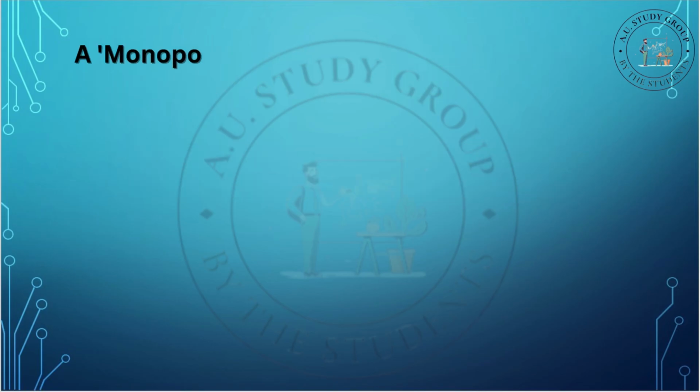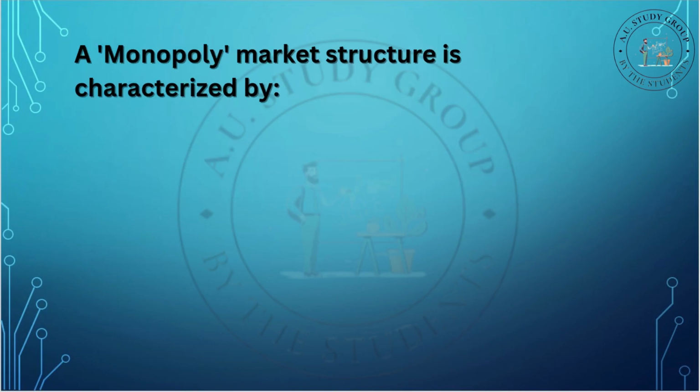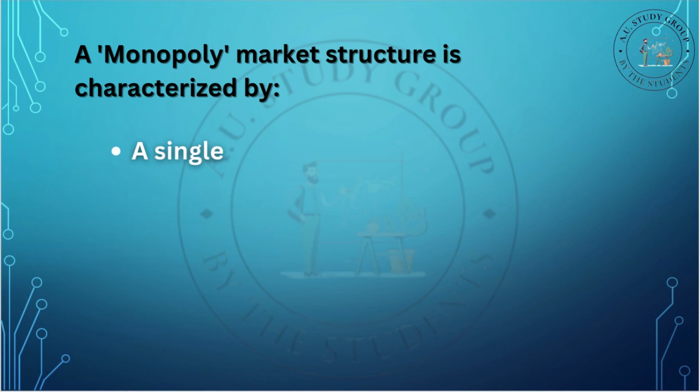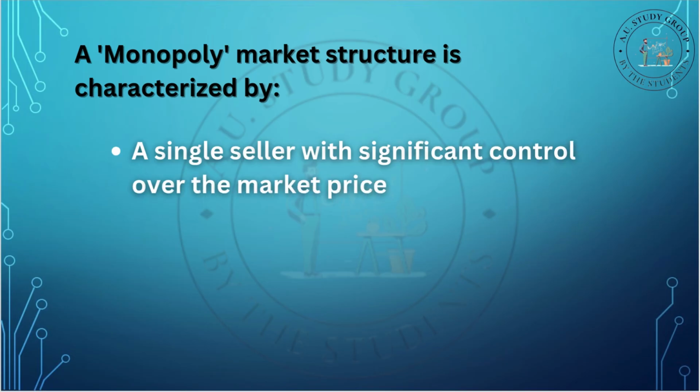Good. Next one. A monopoly market structure is characterized by many sellers with no control over price, a single seller with significant control over price, many sellers producing differentiated products, a few sellers with some control over price. What is a monopoly market structure? Single seller with significant control over the market price.